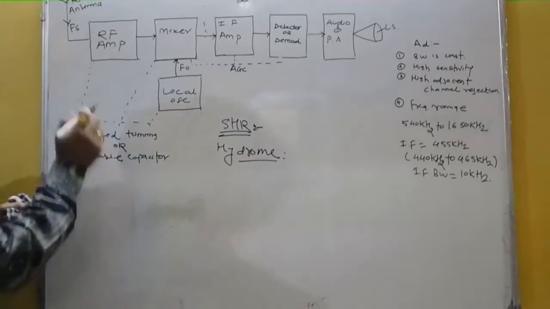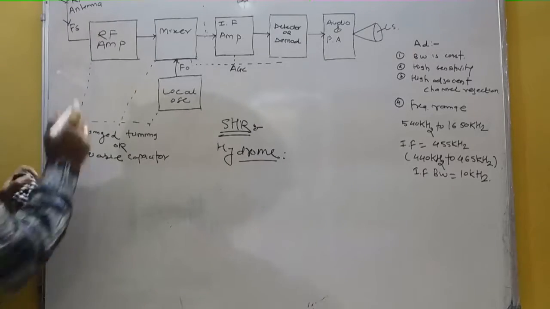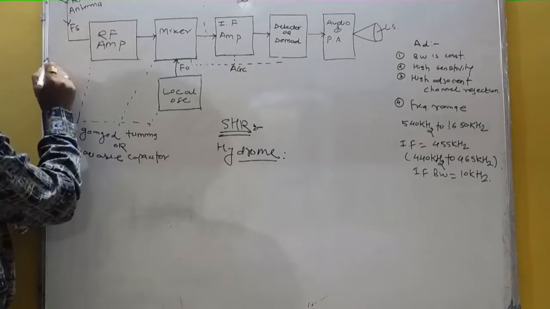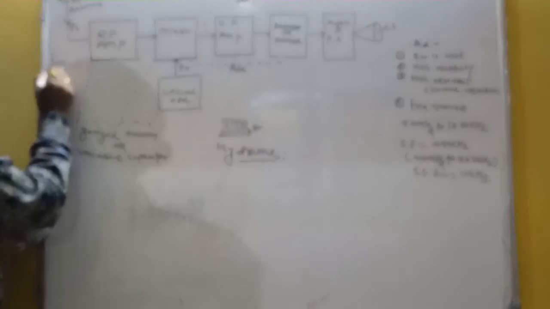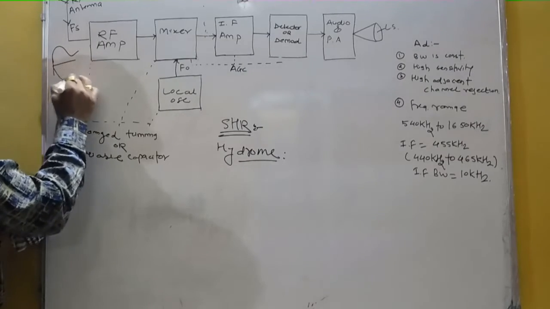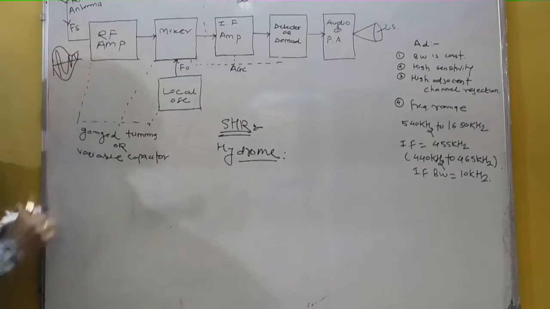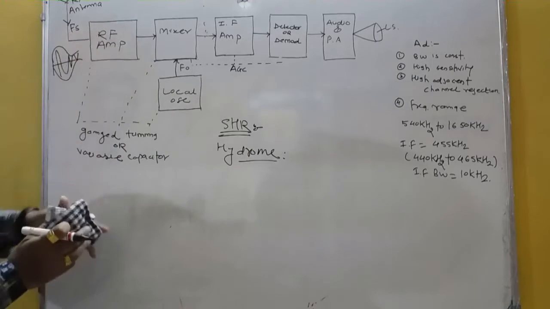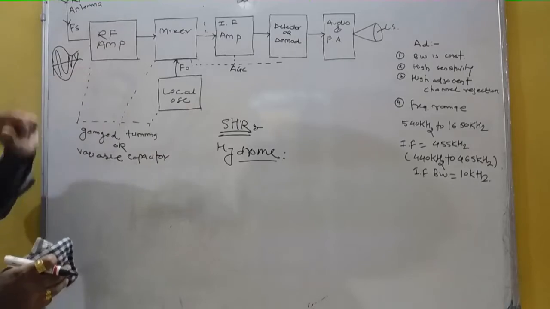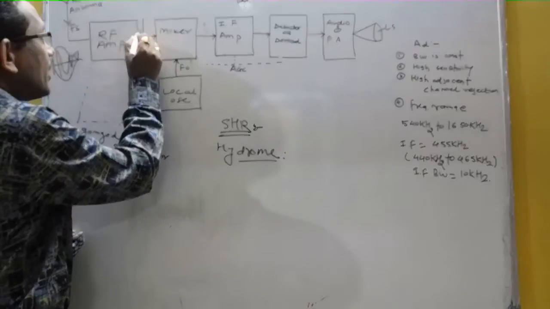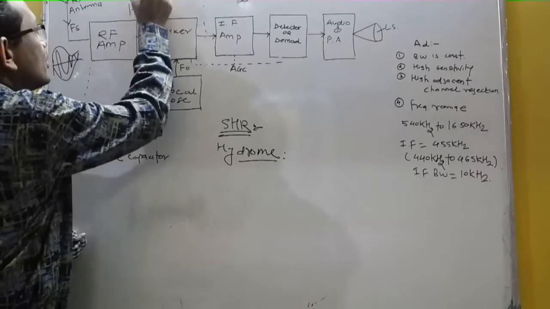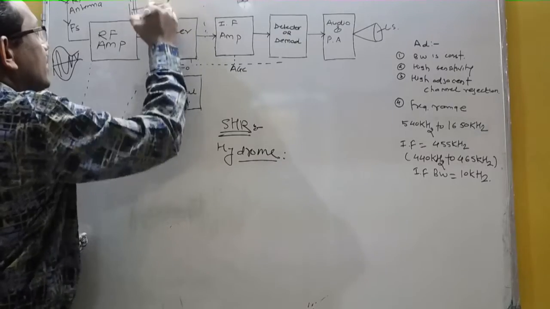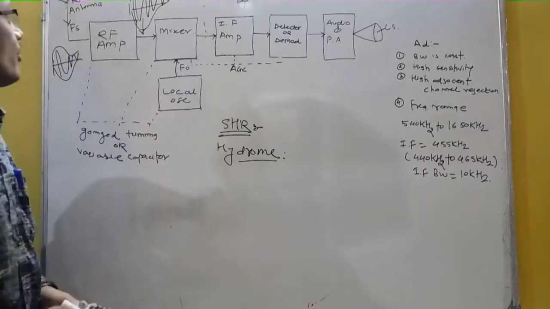In this case, this is a receiving antenna which receives your signal in terms of AM. So this is the AM signal that is received at the input of your receiver, and it is applied to the RF amplifier. This RF amplifier will amplify this weak AM signal and produce the amplified version of your AM signal.